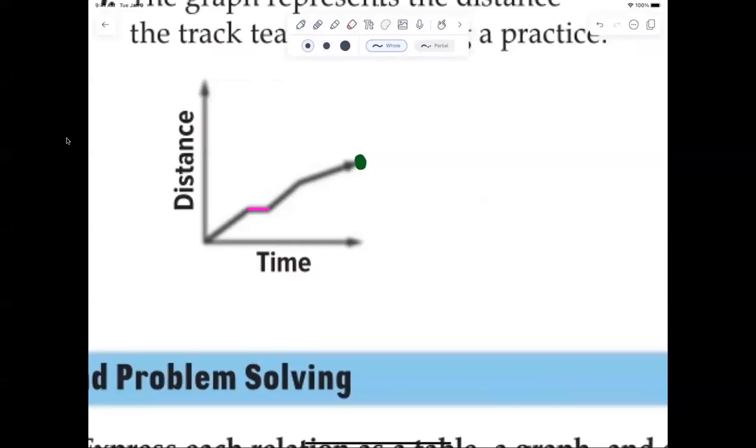Because time is still moving, but they're not going anywhere. The distance is remaining the same. That's going to be critical for you to understand that. All right. So I agree with that.